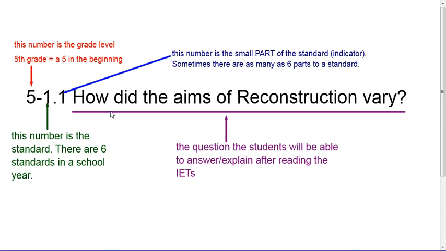Okay, and then this purple section here, this is the questions the students will be able to answer or explain after they've read the IETs. So that's kind of the roundabout way how we label everything in our notebook. We have our standard, or our grade, grade 5, standard 1, and then every indicator within the standard will be labeled after the dot. And then every indicator we have has some kind of question that goes with it.